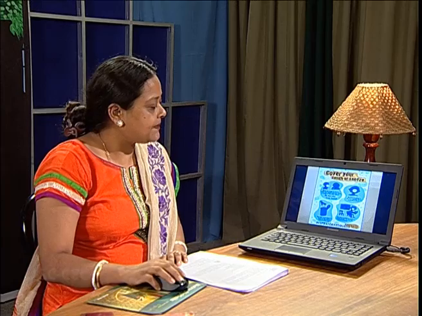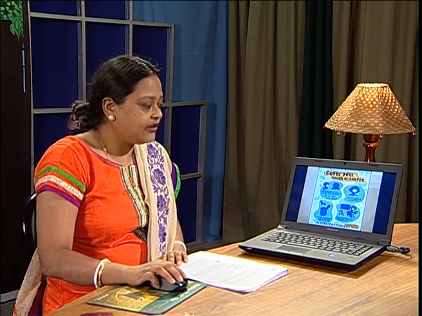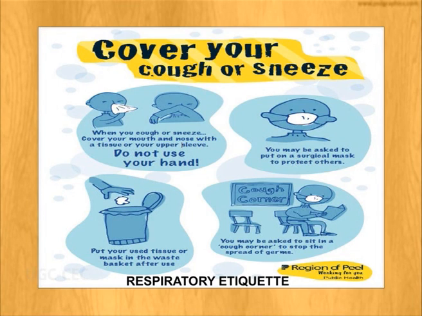So there are a few tips which we can always follow. During cough and sneeze, we can cover it with the elbow or a napkin or a handkerchief, which can be disposed easily into bins and not thrown here and there. You can be at times asked to wear a mask if you are suffering from some respiratory ailments, and you may also be asked to sit in a corner called a cough corner, basically trying to avoid contact with a normal person or a healthy person.